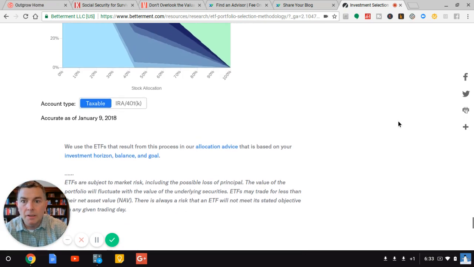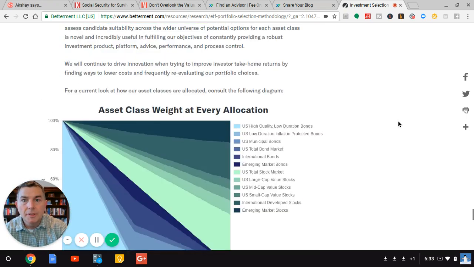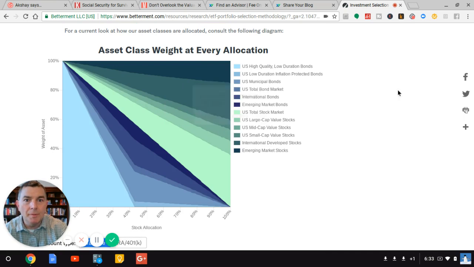All right. Okay. So basically you have a mix of all of these different ETFs right here. All right. So you're going to have, what's that? 1, 2, 3, 4, 5, 6, 7, 8, 9, 10, 11, 12. I think it's 12. Yeah, 12 ETFs, maybe 13. So it's very highly diversified.